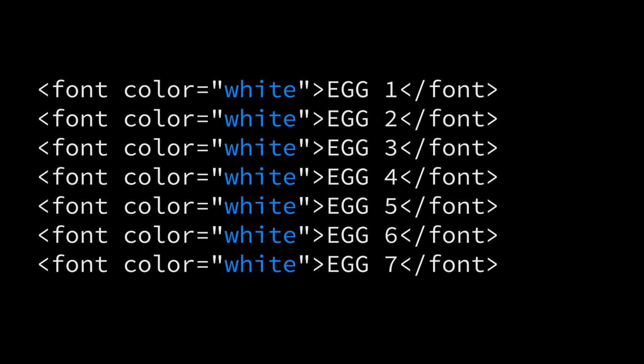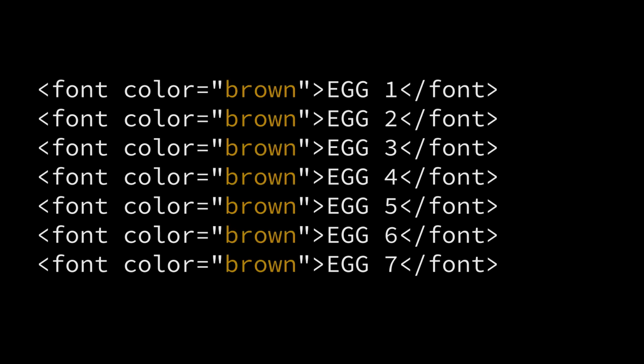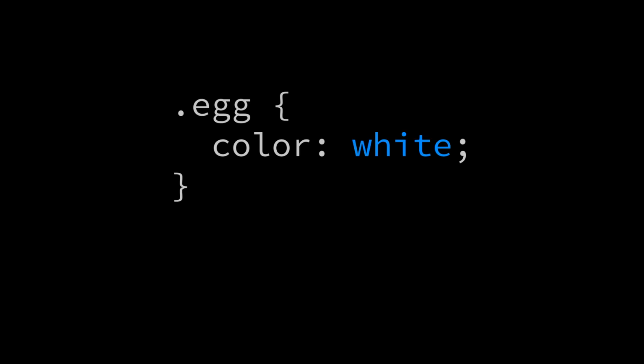In the early days of the web, changes were hard. If eggs were defined as white in the HTML, changing them all to brown would take a lot of work. In a CSS style sheet, one simple edit would change them all.